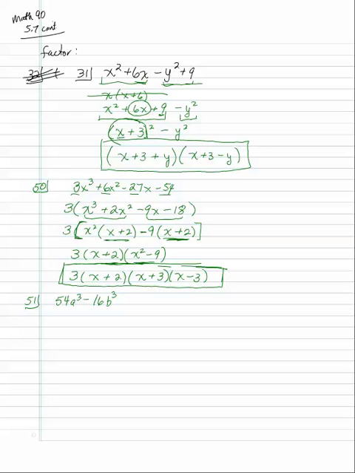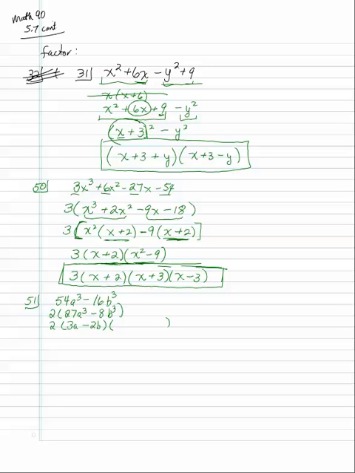Okay, so 51. Common factors first. Let's see. They both divide by 2. So 27a cubed minus 8b cubed. Now we have 2 terms, so first see if it's a difference of squares. No. Then you look, okay, those are both cubes. So I use my cube formula. And if you remember, you cube root each term, so we get 3a minus 2b.